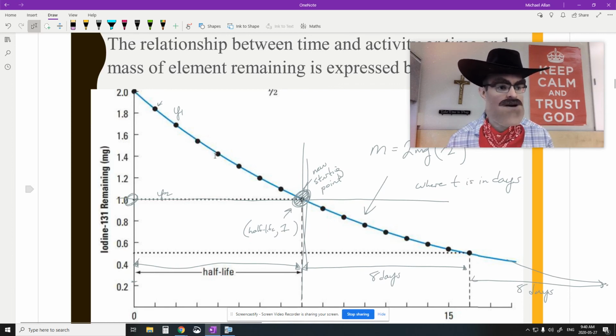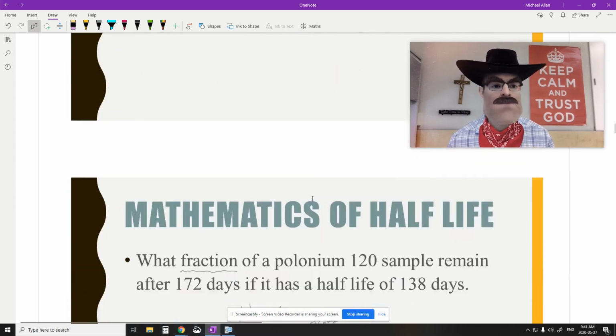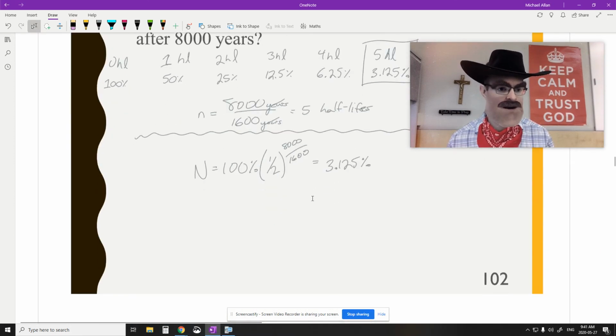You can take any number. So you could technically take this number, divided by 2, whatever this number happens to be, and then that would also be the half-life too. But this one's a bit harder to read because there's no grid, so I wouldn't use that point to do that. Okay, so that's that.